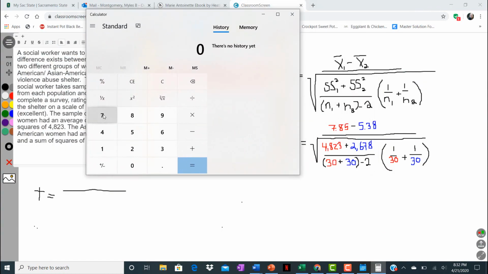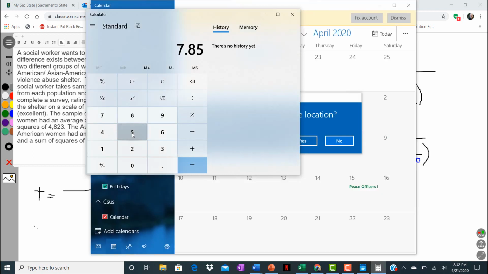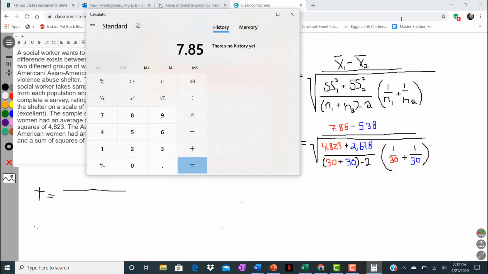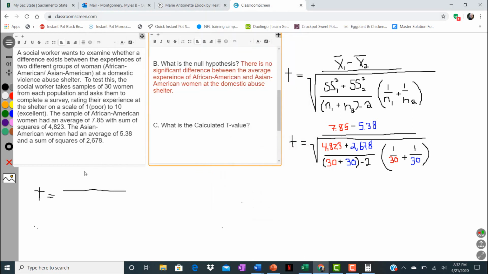Okay, to get the numerator correct, 7.85 minus 5.38. This will take care of our numerator. It's the easiest thing to get rid of, so it's right there. Okay, so we're going to go ahead and knock that down. 2.47. Okay, that was pretty easy.